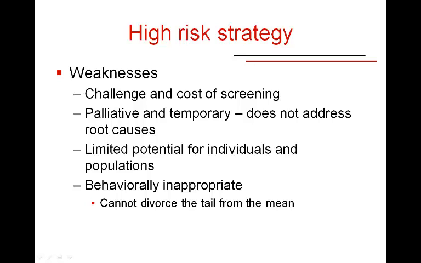It has limited potential for individuals and populations because, at a population level, it is relatively ineffective. And it is behaviorally inappropriate in the sense that, because the definition of normal for a given population is population specific, if you're asking those at one end of the distribution to engage in behavior differentially from those at the other end, you're asking those individuals to deviate from the norm of that population.